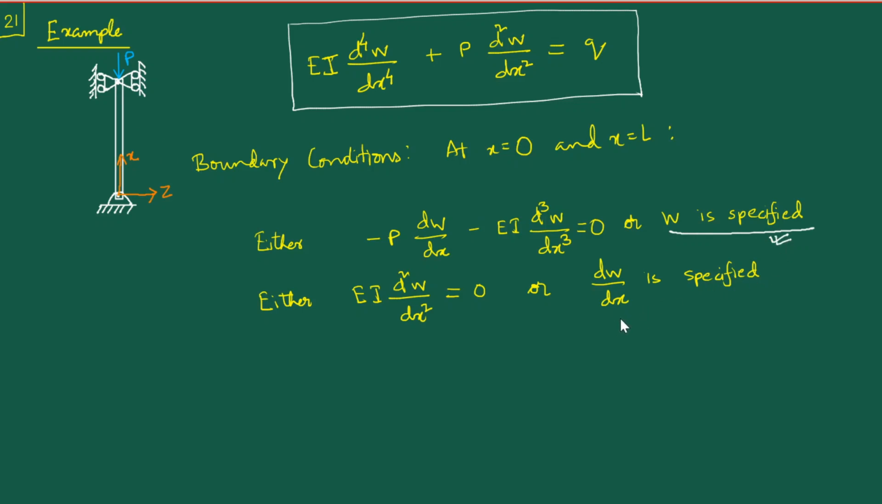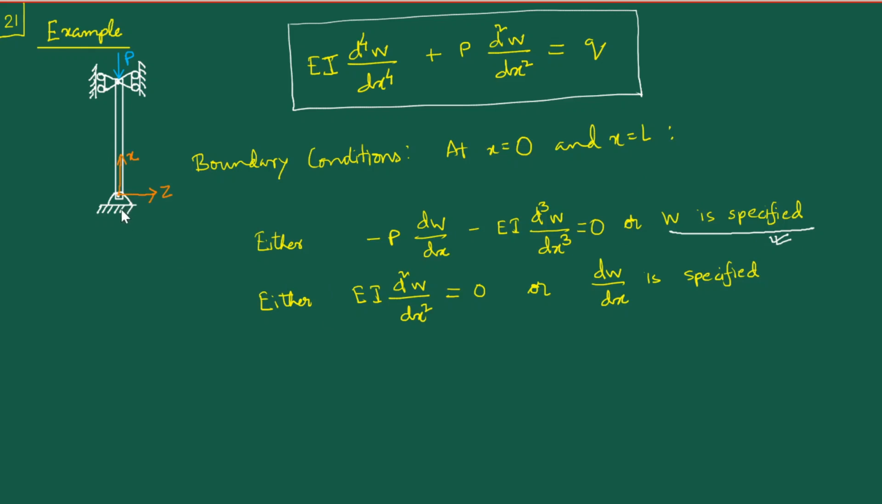W is specified. Okay, so this double tick mark, you can understand it as one tick mark for x equal to 0 and the other tick mark for x equal to L. What about the other set of boundary conditions? You see, again, both these ends are hinged ends.